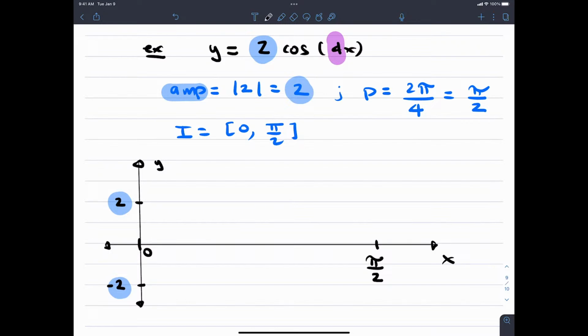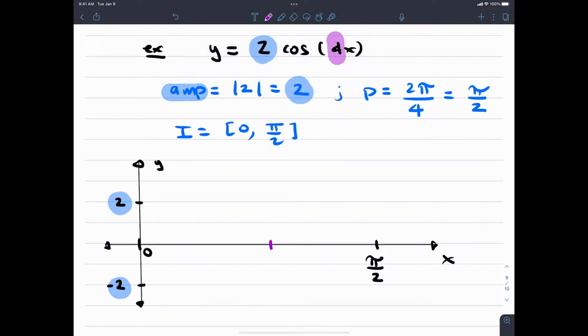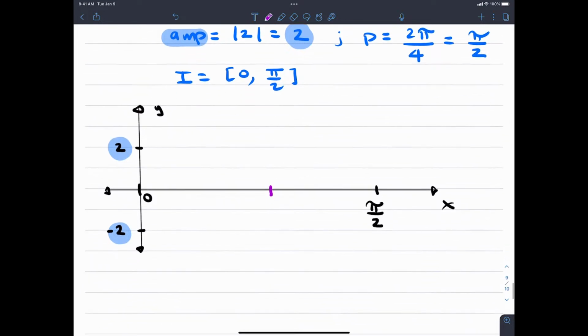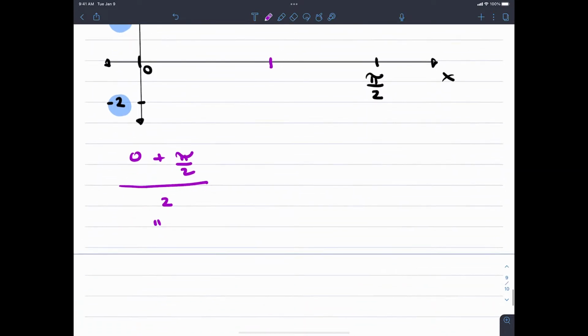Okay, so tell me, what do you guys think comes next? What happens next with this? I need the midpoint. What's midway between 0 and pi over 2 now? You add, you divide by 2. Is that right? Pi over 2 divided by 2.